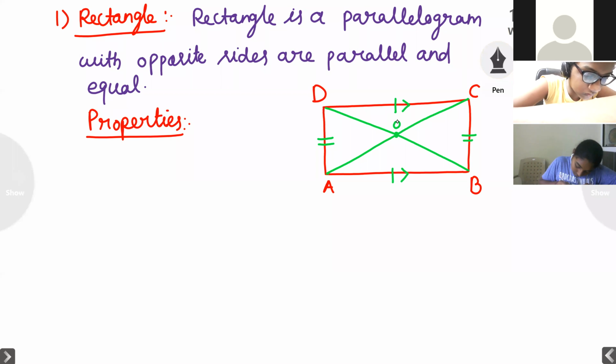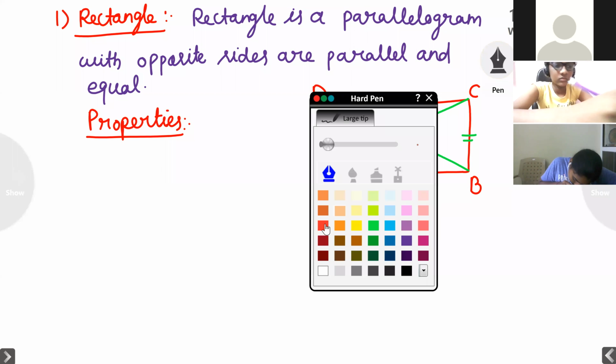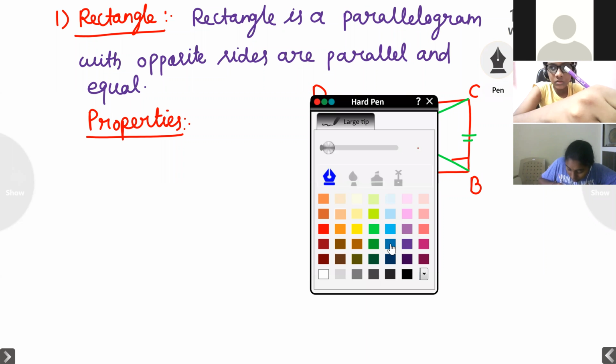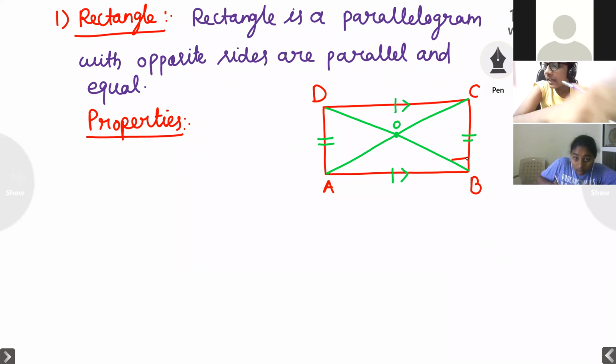Now in this figure, you are observing, students, in a rectangle, each and every angle is a right angle. It means angle B is a right angle, angle C is a right angle, angle D is a right angle, angle A is a right angle. Now I am going to explain the properties of a rectangle.